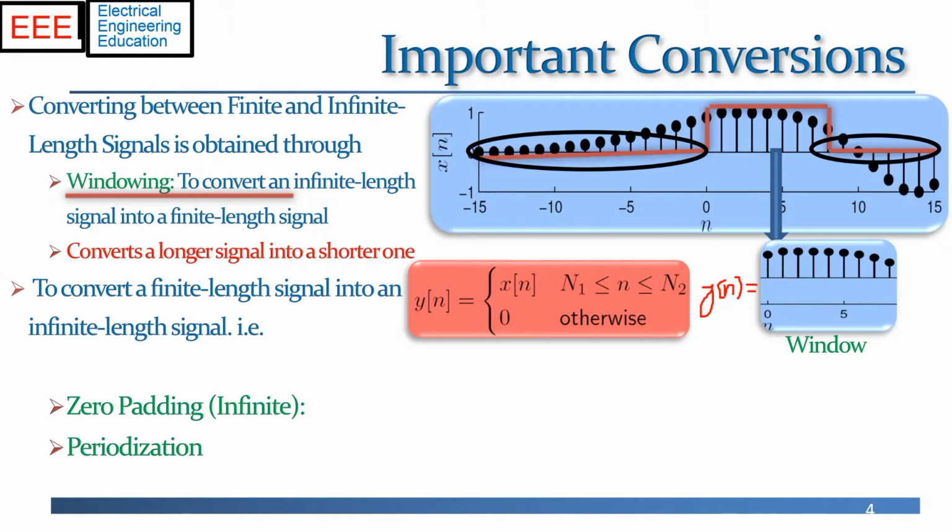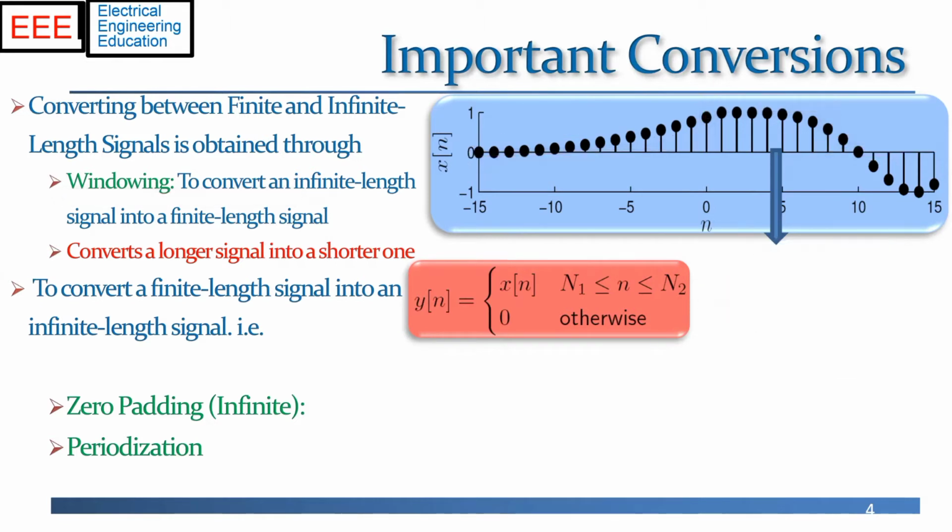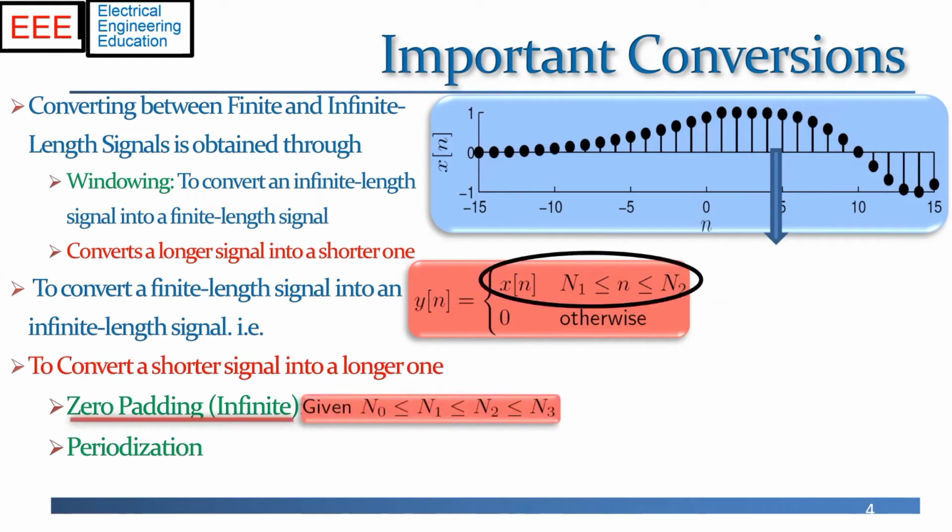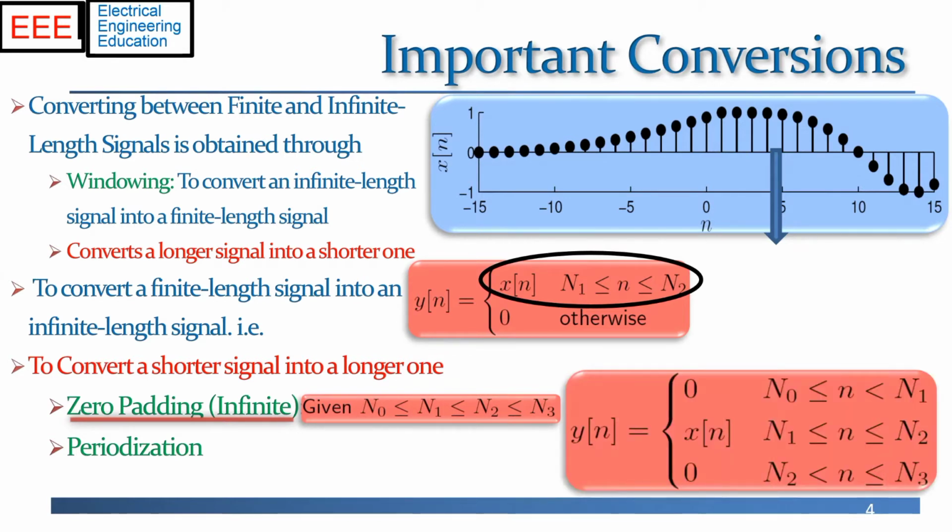So, windowing's important. Another important operation is zero padding. This does exactly the opposite. It takes a short signal and makes a longer signal. The basic idea here is to take a signal, for example x of n that's defined between some n1 and n2, and define an n0 and an n3 that live outside of this range, and extend the signal outside the original range just by placing zeros into the signal.